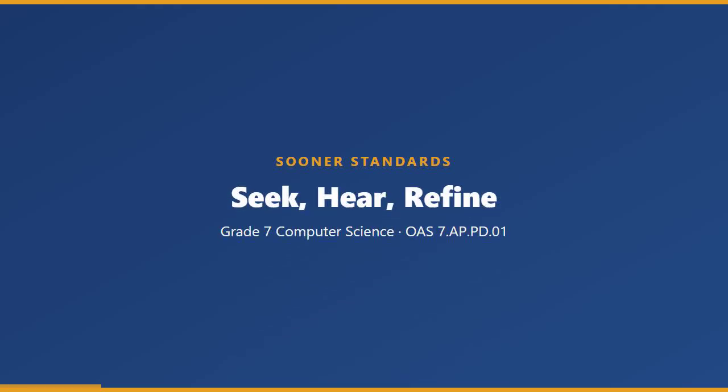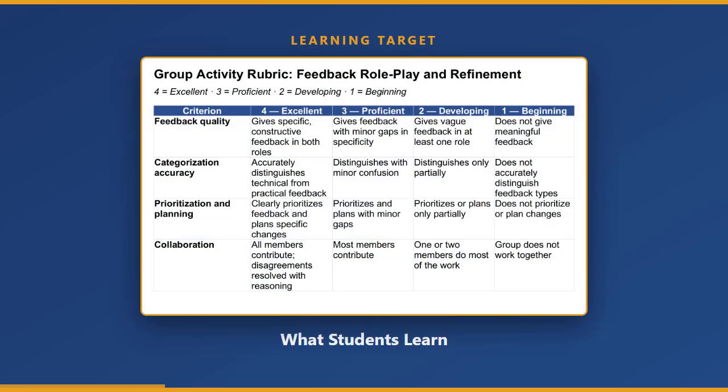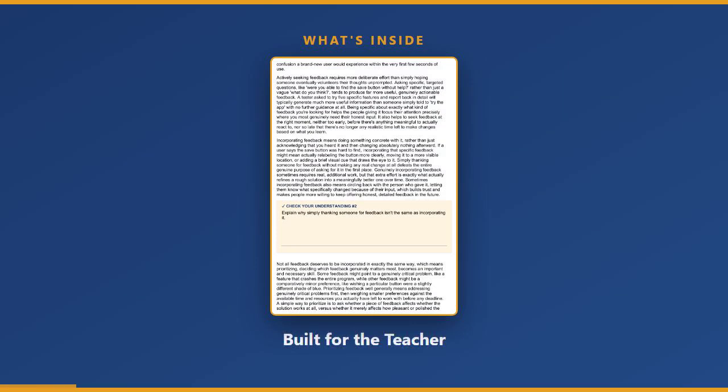From Sooner Standards, seeking feedback from team members and users, a complete Grade 7 computer science unit for Oklahoma Standard 7.AP.PD.01. Students learn to seek and incorporate feedback from team members and users to refine a solution to a problem. Inside, a full teacher guide with pacing, misconceptions, and a scoring rubric, plus a content lesson with built-in comprehension checkpoints.